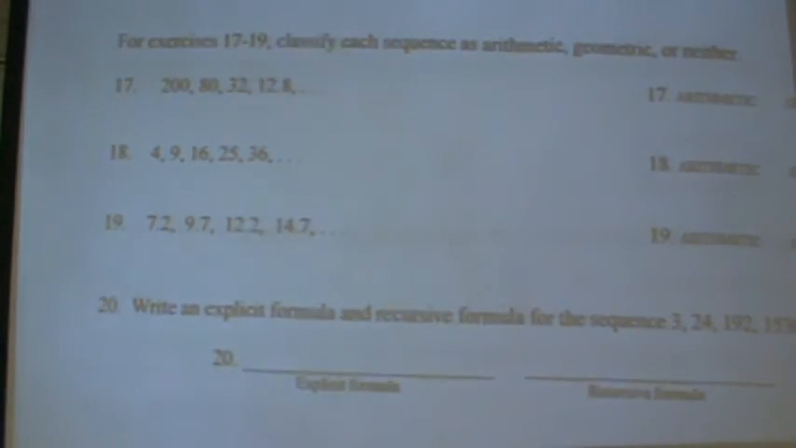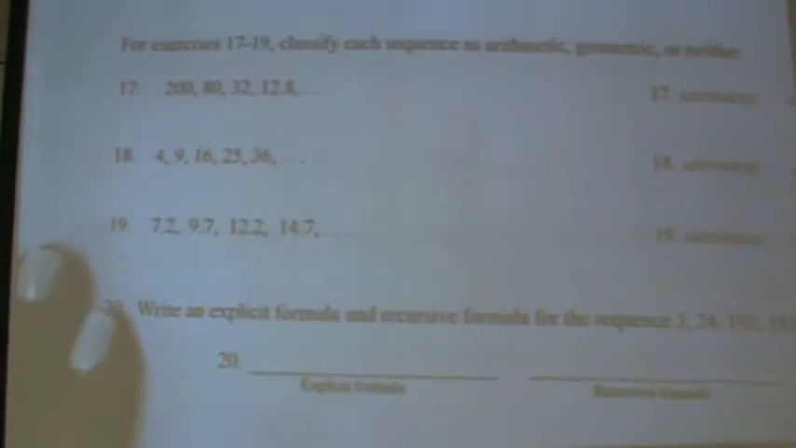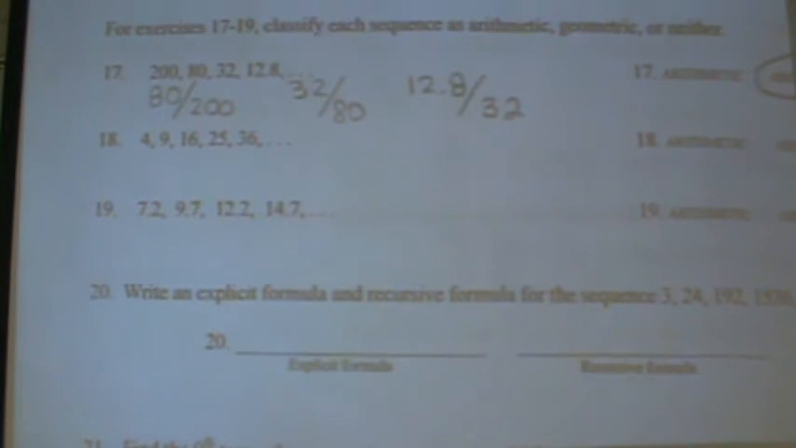What's this first one right here? Is this one adding or subtracting the same number? Doesn't look like it to me. So what I would do is try division. I would do 80 divided by 200. Then I would do 32 divided by 80. And then, you're going to have a calculator. In all 3 cases, you're going to get a common ratio, and it's 2/5. So if they're all the same number, that means there is a common ratio, it's geometric.